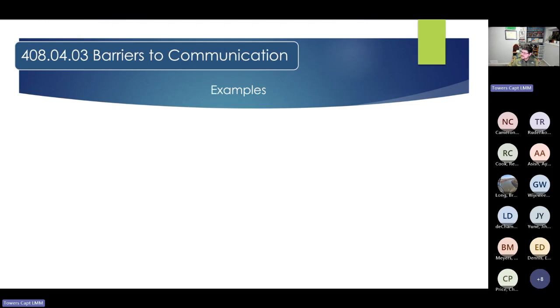Hearing or sight impairments. Vocabulary. Yep, if they're using big words. The emotional state of both the sender and the receiver. Poor Wi-Fi. Yeah, connection issues. Multitasking, distractions. Yep. These are some good ones.